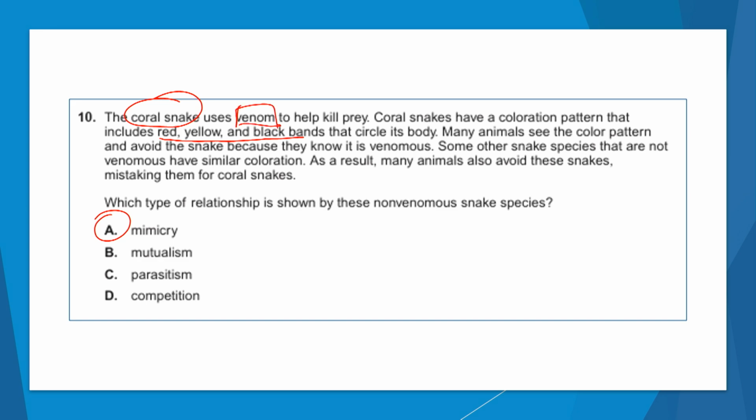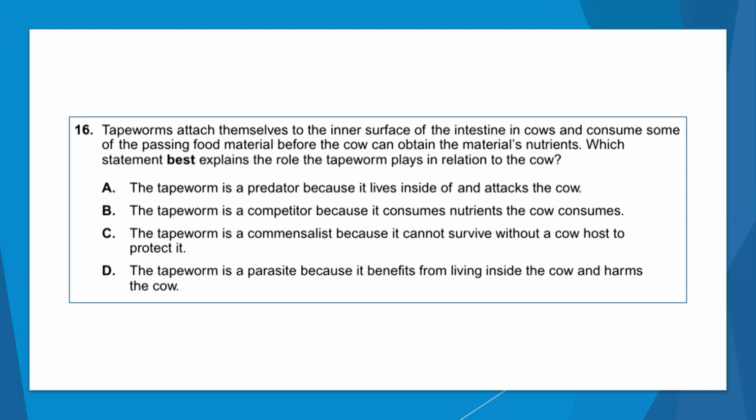Some other snakes just copy this pattern so the predators avoid them. So these snakes are copying the coral snake, and to copy something is to mimic it. So mimicry is the best answer here. Great. Let's look at the next one.